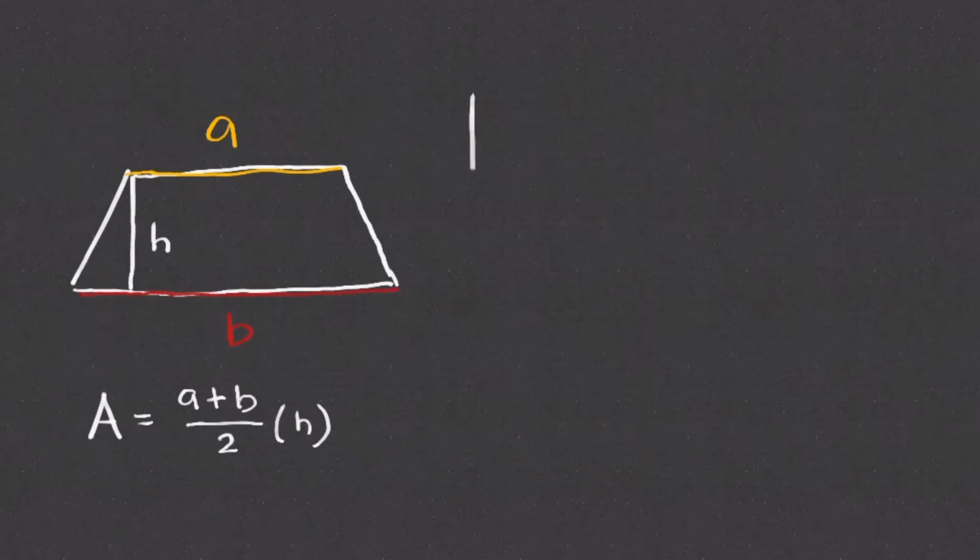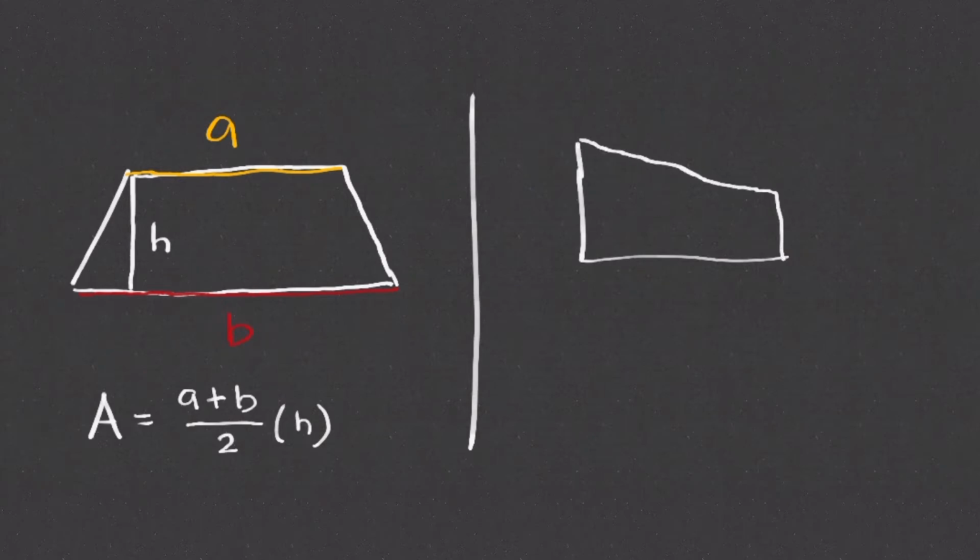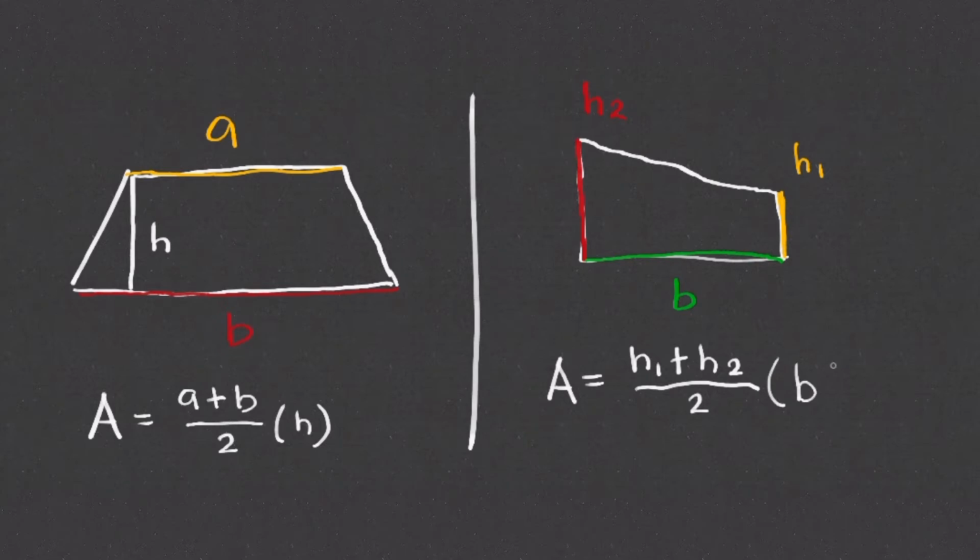Another type of trapezoid that you can encounter in a shear diagram is a trapezoid that looks like this, in which this line is called the height 1 and this line is called the height 2, and the bottom length is called the base. The pattern that is used to solve this kind of trapezoid is still the same, but instead it's (h1 plus h2) over 2 times b.